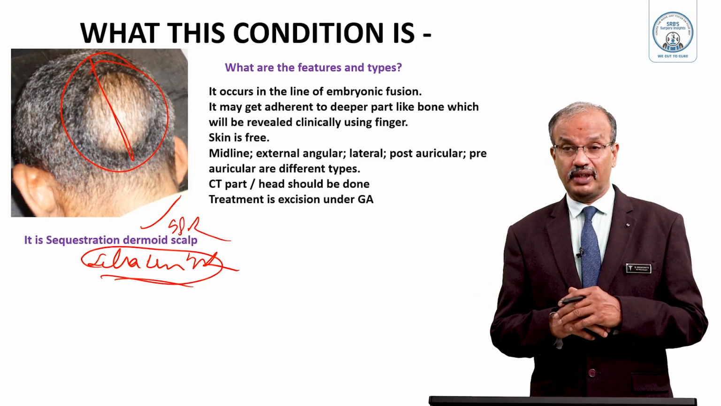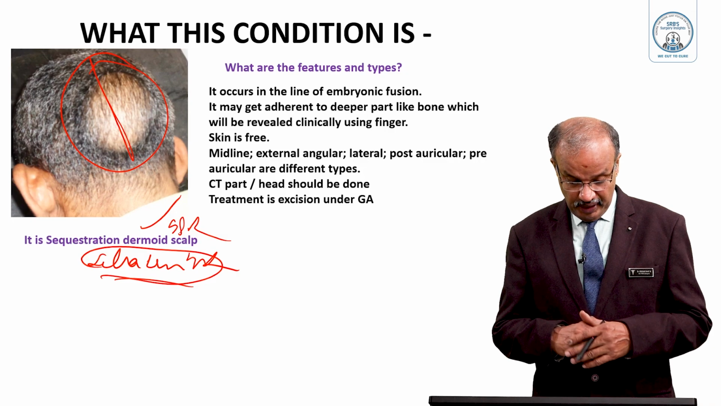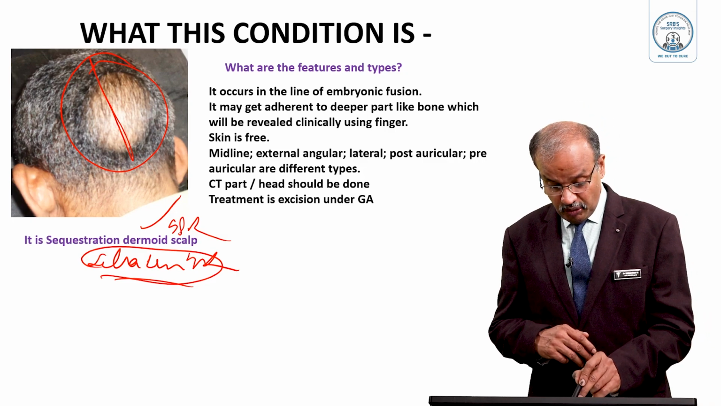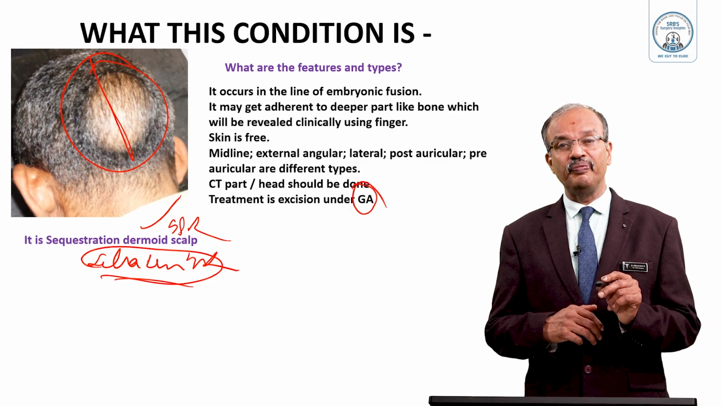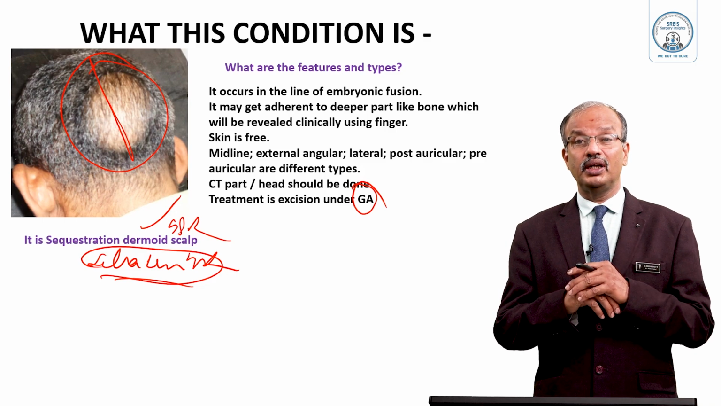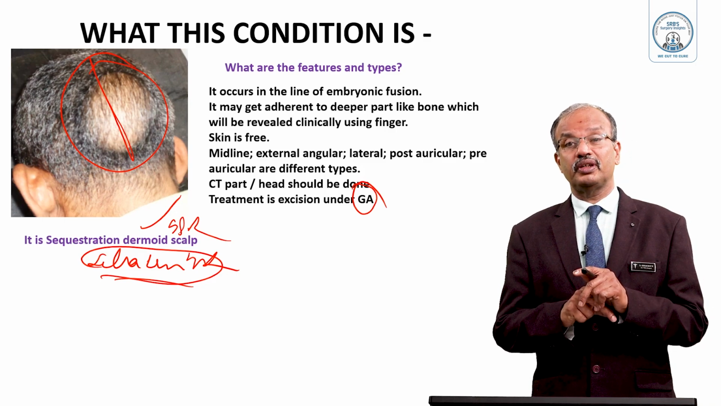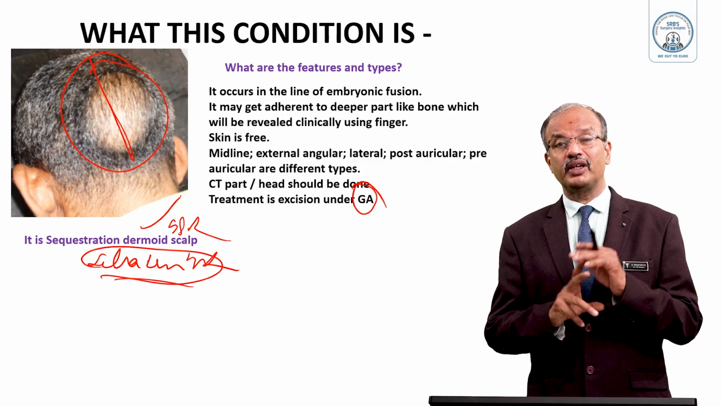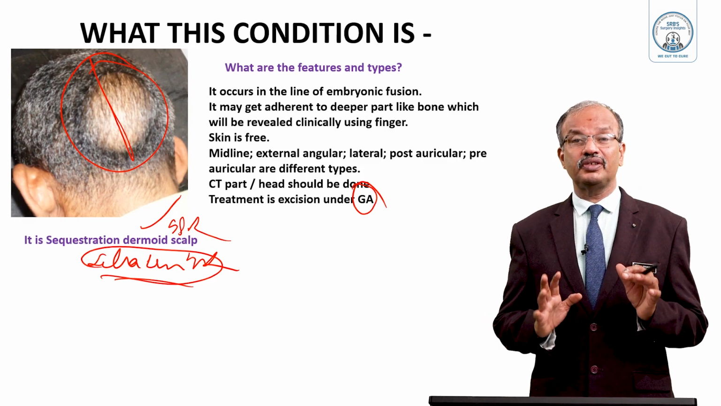So different types are there. It's a sequestration dermoid actually. So treatment is excision under GA. That point is very important. Don't do it under local. If it is a sebaceous cyst, you do it under local, but not a dermoid cyst, because it is adherent in the deeper plane and you will find it difficult. Always opt for full general anesthesia.